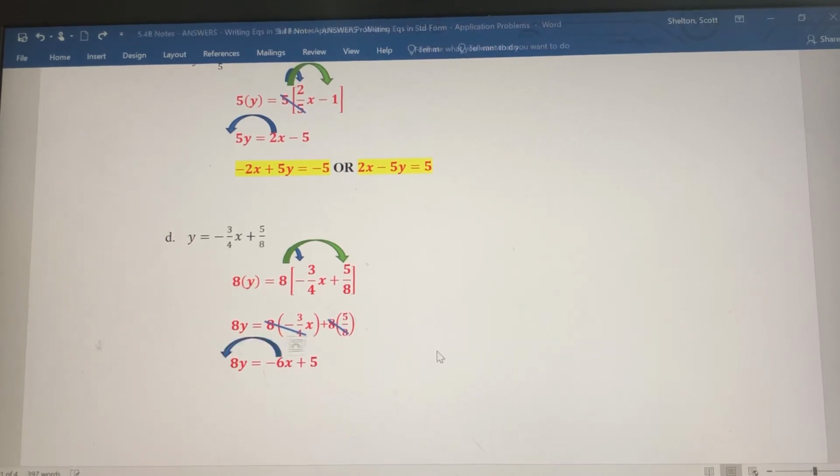All right. Let's move the x term back over to the left side to get it in standard form. And that leaves me with 6x plus 8y equals 5. The a value here is already positive, so we're going to leave it like that. And that would be our only answer. Okay. So that's how you convert linear equations that are in a different form to standard form.